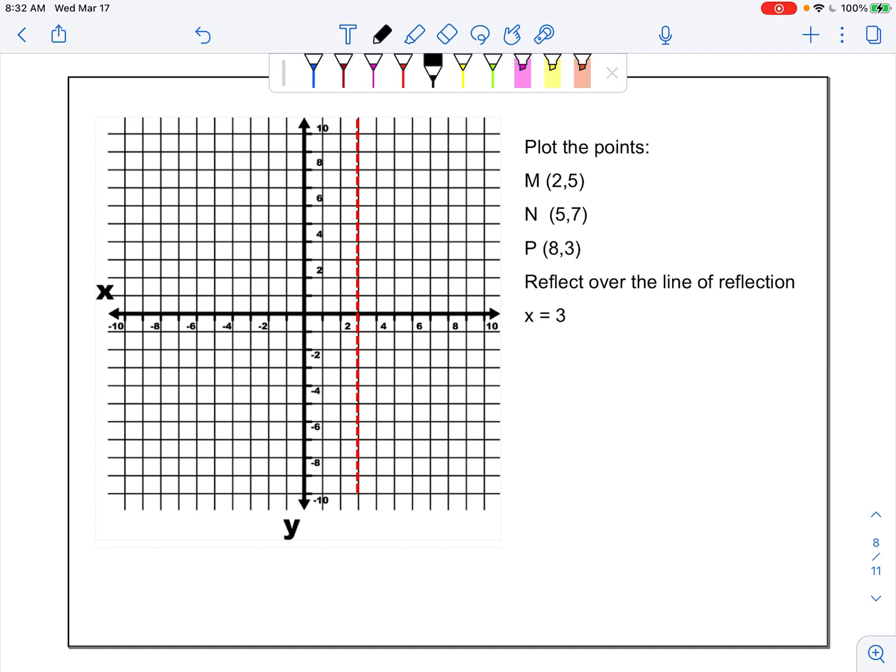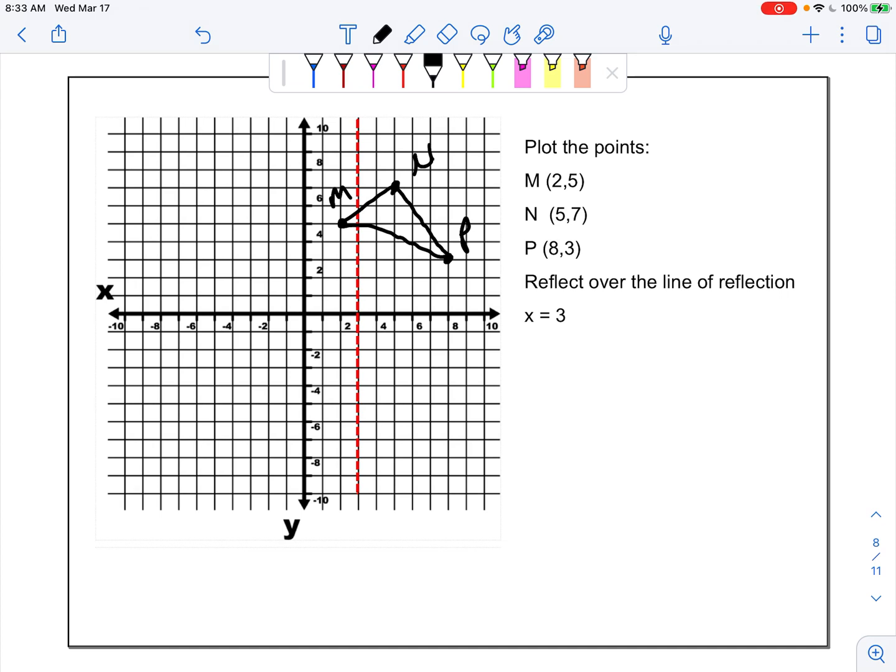So this first one, M, is at 2, 5. So here's my M. N is at 5, 7. So here's my N. And then my P is at 8, 3. So here's my P. And this one is a little interesting because it straddles that line of reflection. So it sits on either side of it. But that doesn't deter us at all. We're just going to count how far away everything is and do the opposite of it.